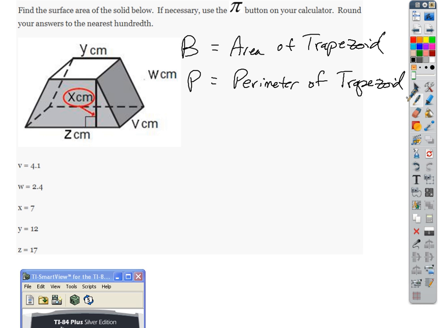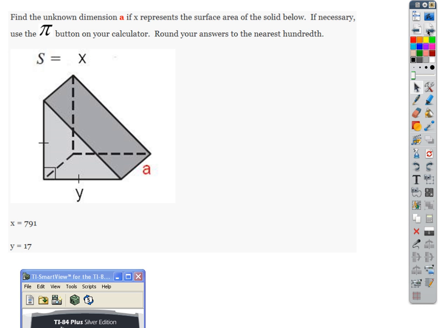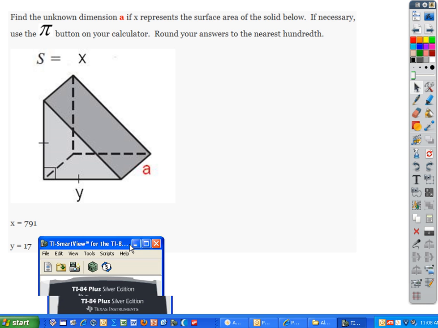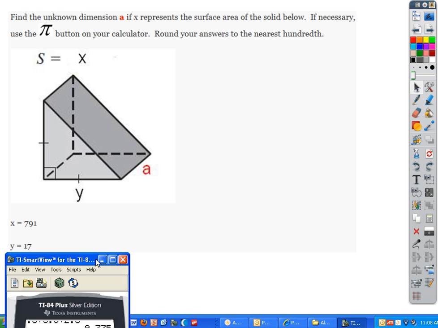Okay, what about one like this? Now here's one of the other kind. This is one where we're given a surface area and we're asked to find a dimension A. All right, so how would we maybe go about this one? What do you think? And we have use of the graphing calculator. That's helpful. Suggestions where we might start with this? What do you think? Write the equation. Good. Always start with the formula.